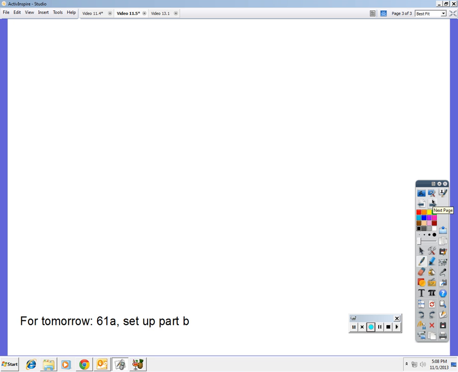And I believe I was intending to use this slide to work the same thing using Newton's second law, but I don't think I'm going to. Instead, I'm going to end by saying that the problems I'm going to be checking tomorrow are just problem 61, part A, but I'd also like to see you set up part B of the problem. Don't solve part B, but at least set it up.